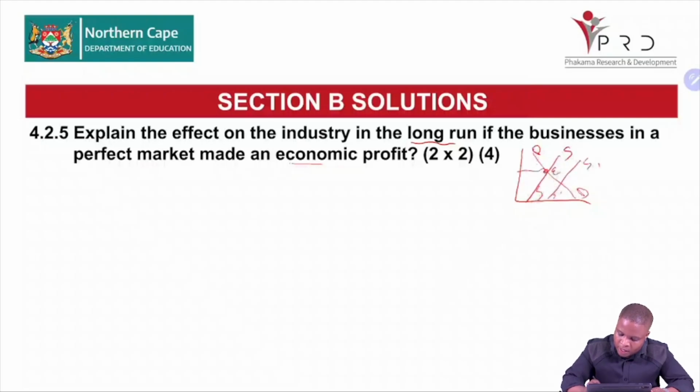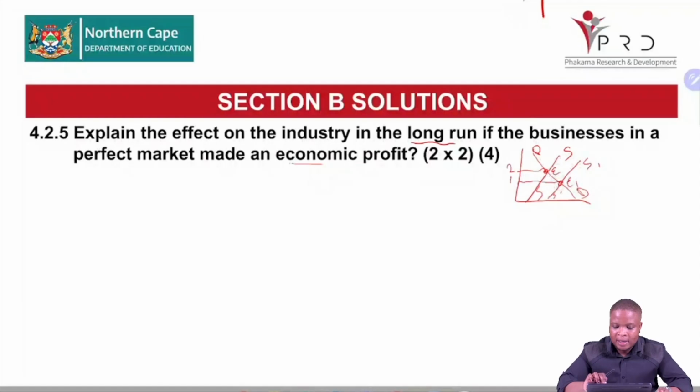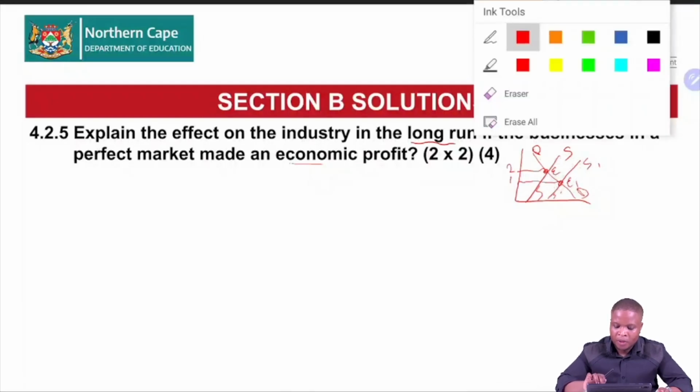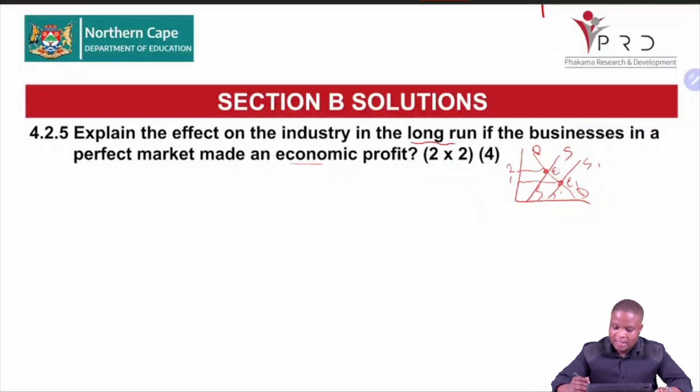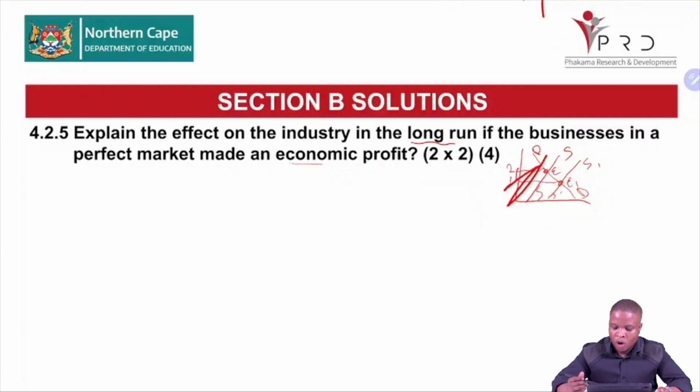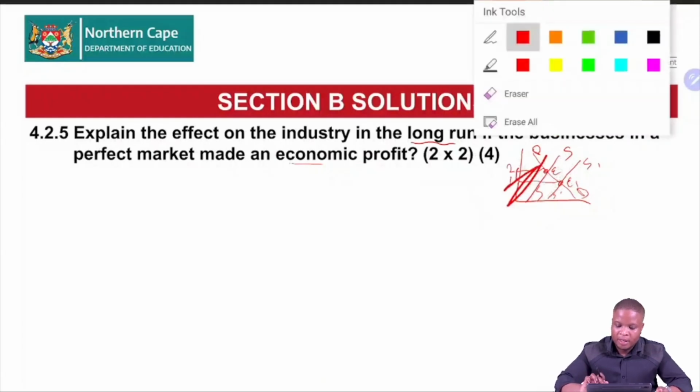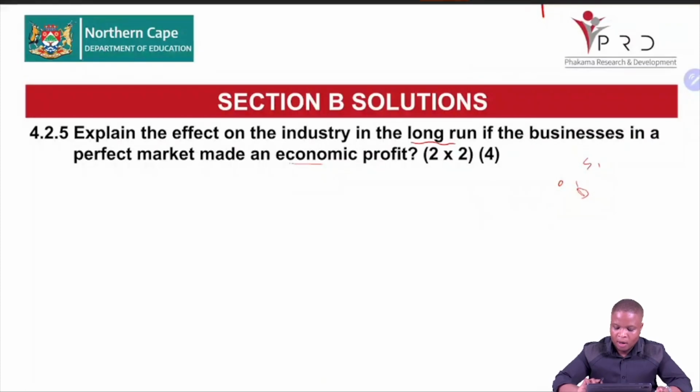From E, price was here at 2 rand. Now we have a new equilibrium E1. The price decreases to 1 rand. So those who are remaining in the long run will gain only normal profit because of what? More people entering the market. So the more people are entering the market, it will result in the price moving down. In that case, we'll be making normal profit.